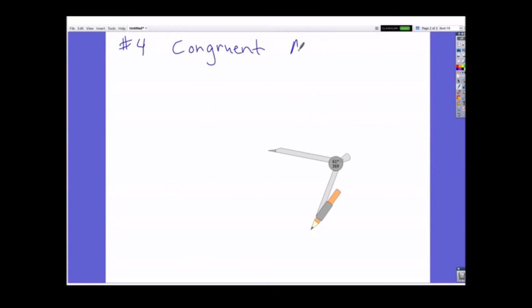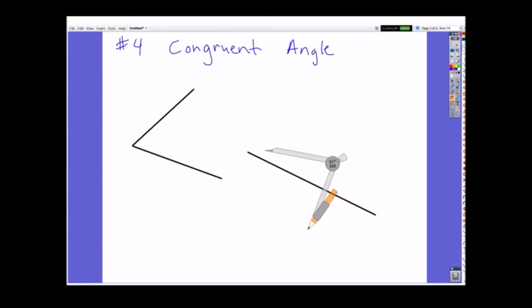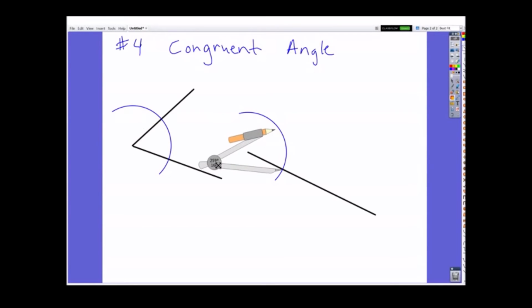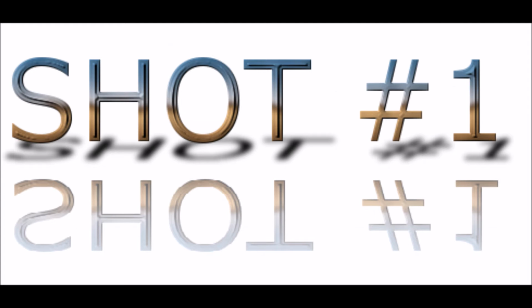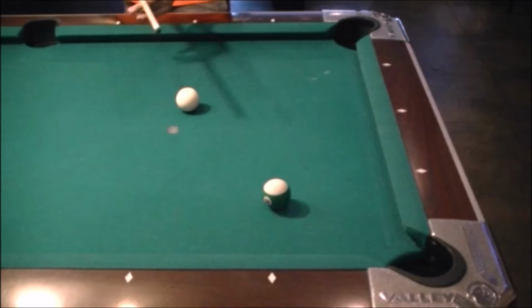The fourth construction we're going to need is a congruent angle. Essentially, what we're doing with this construction is making 2 congruent isosceles triangles. Since the triangles are congruent, then the angles in the middle need to be congruent as well. Now that we have all our tools ready, let's take a look at the first shot.